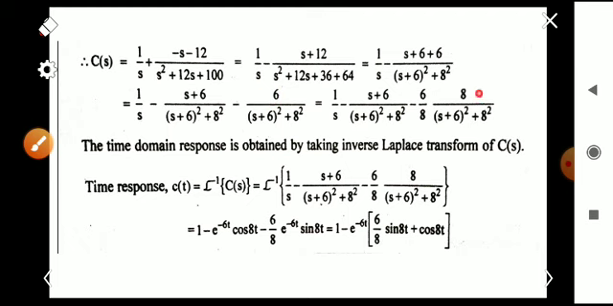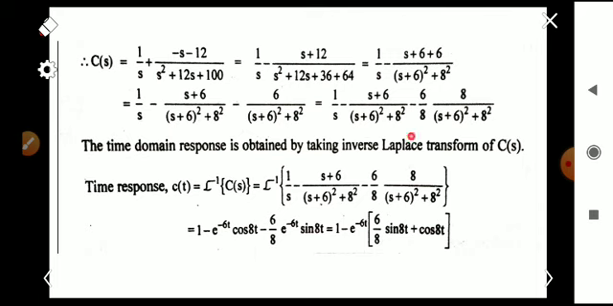So for that we are multiplying and dividing by a term, dividing this term by 8, so that we can easily take outside 6 by 8 as a constant, and 8 by s plus 6 all square plus 8 square as the Laplace transform of something in the form of our sine.